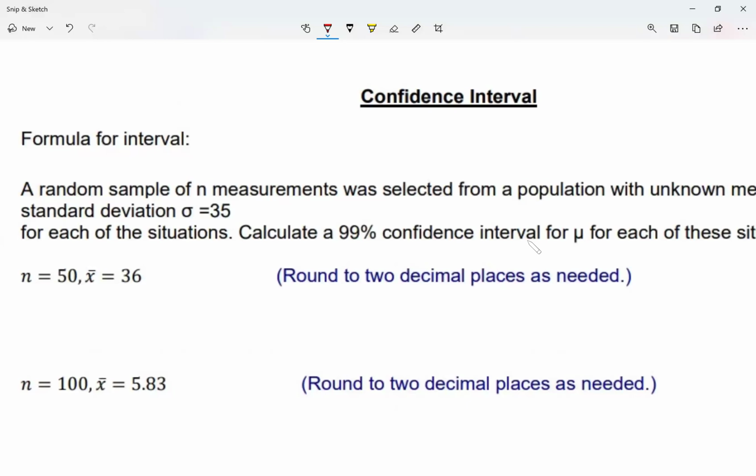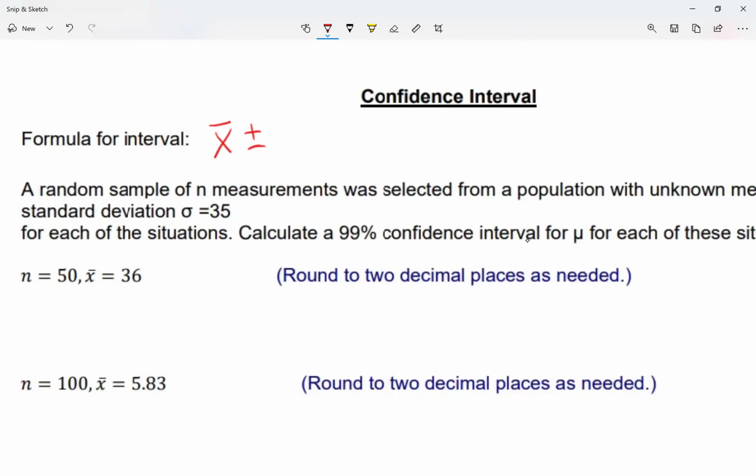The formula for my interval is going to be the average, which we called X bar. Sometimes we call it mu, but this is just the average of the sample, plus or minus. If I use the plus, it's going to give me a value. If I use the minus, it's going to give me another value. I said my interval is two values, right? So I do expect two values.